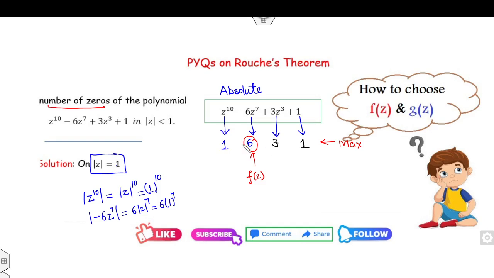Now the rest of the value, look at the rest of the value, and the rest of the value must be less than the f of z. Look at that, 1 plus 3 plus 1, that is my 5. 5 is less than 6.